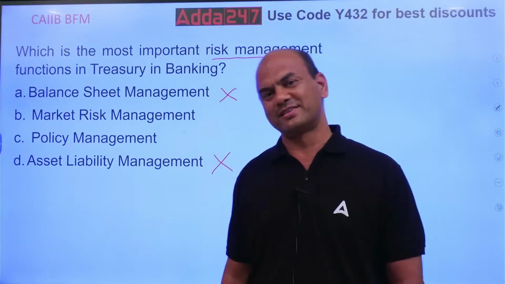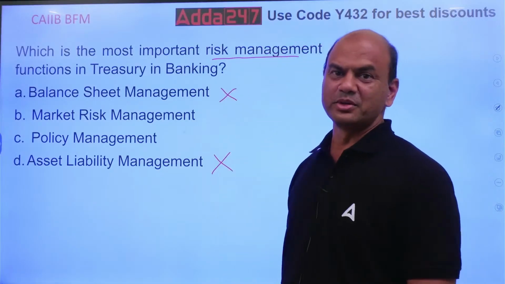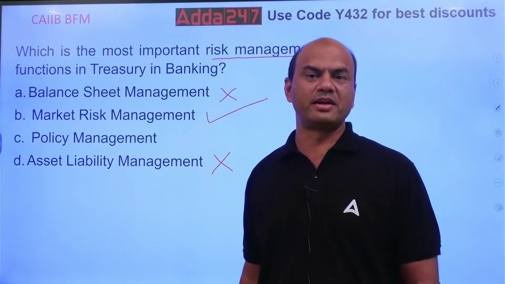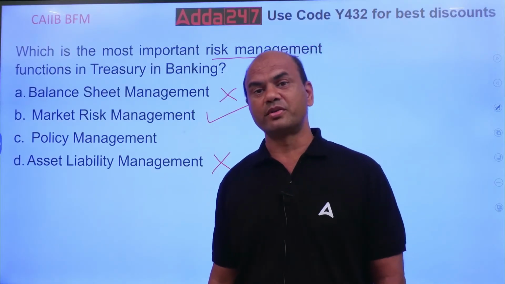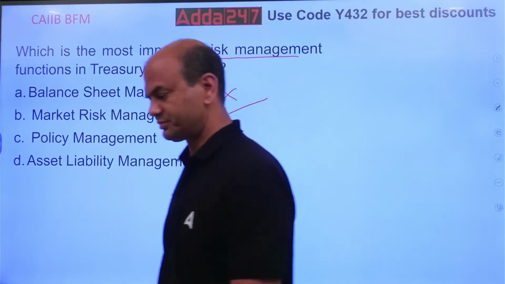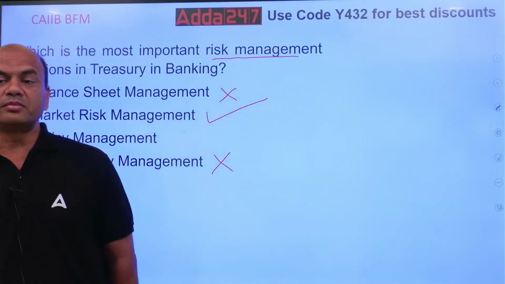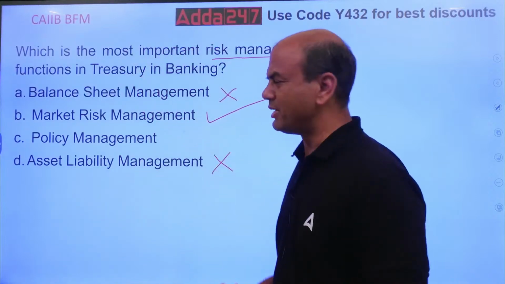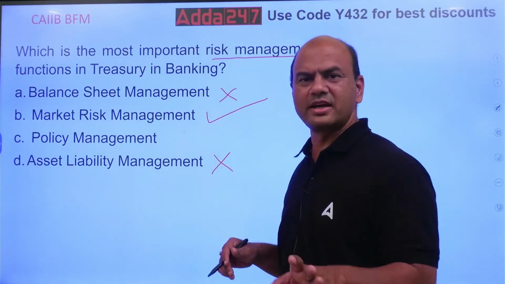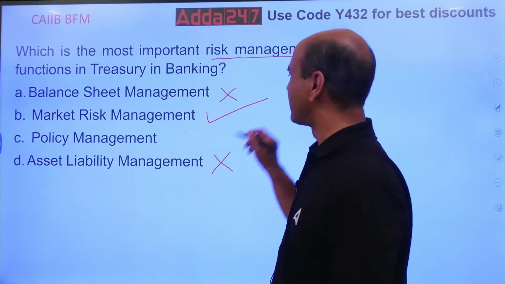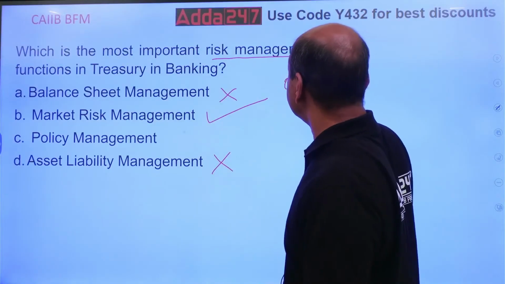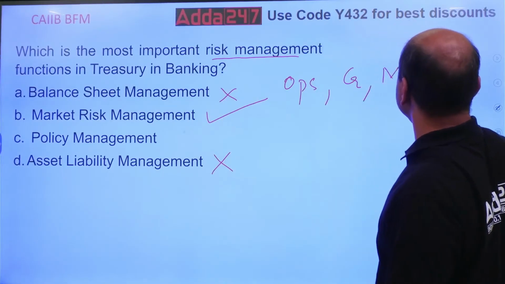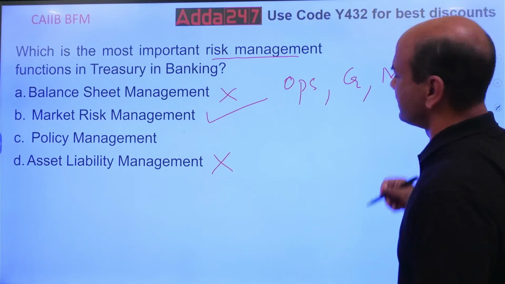So now think. The most important over here, the answer is market risk management. The most important one, market risk. Why? Because in any bank, there are basically three risks. Main are the three risks: operations, credit, and market, right? Ops, credit, and market. These are the three risks in any bank.